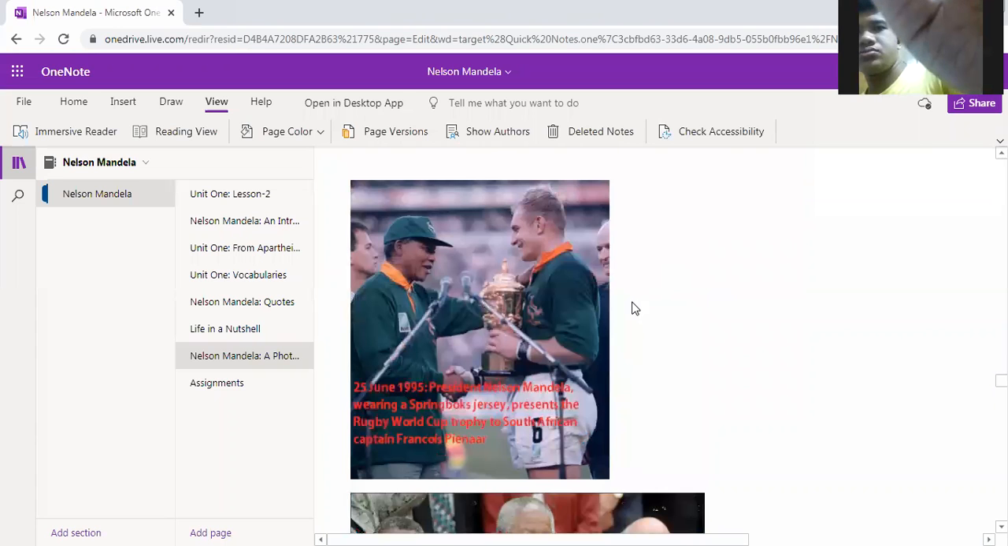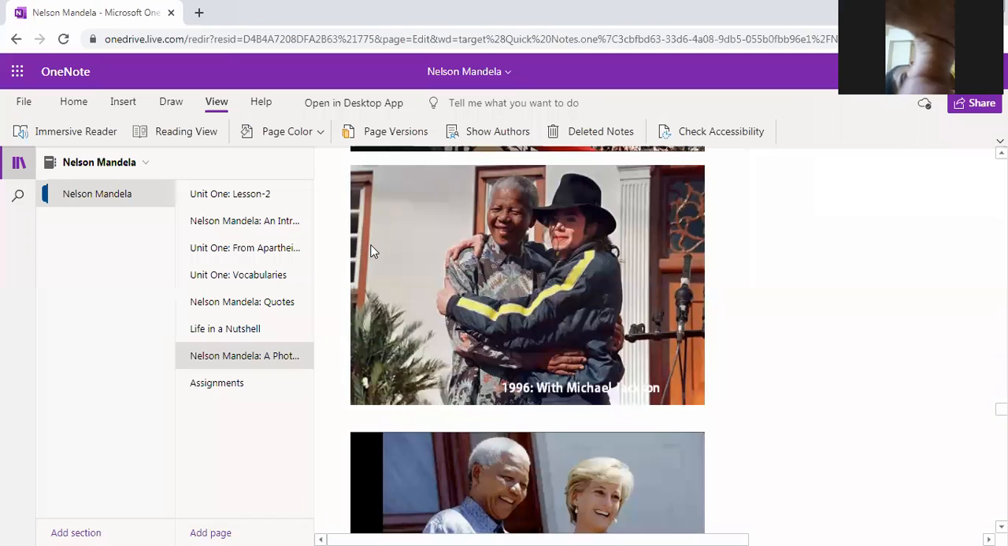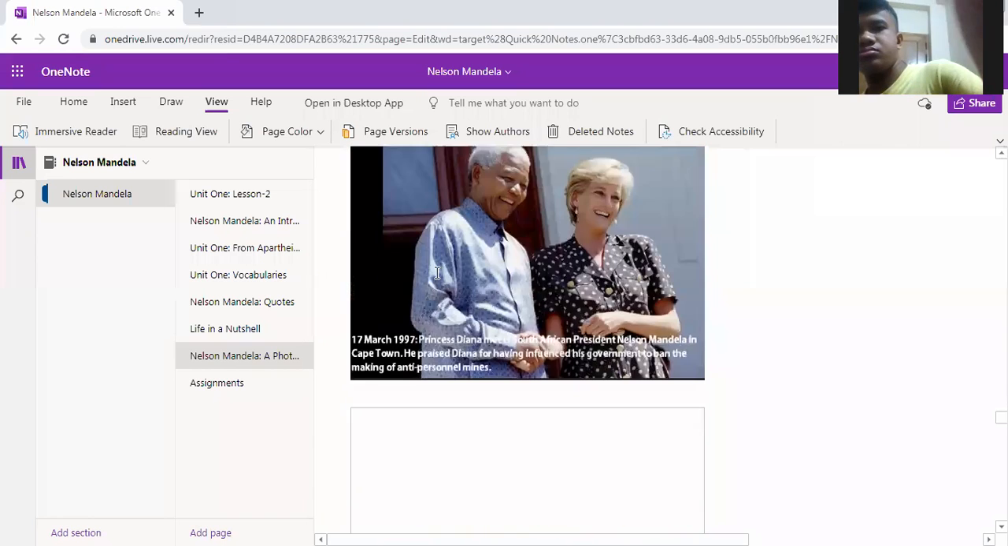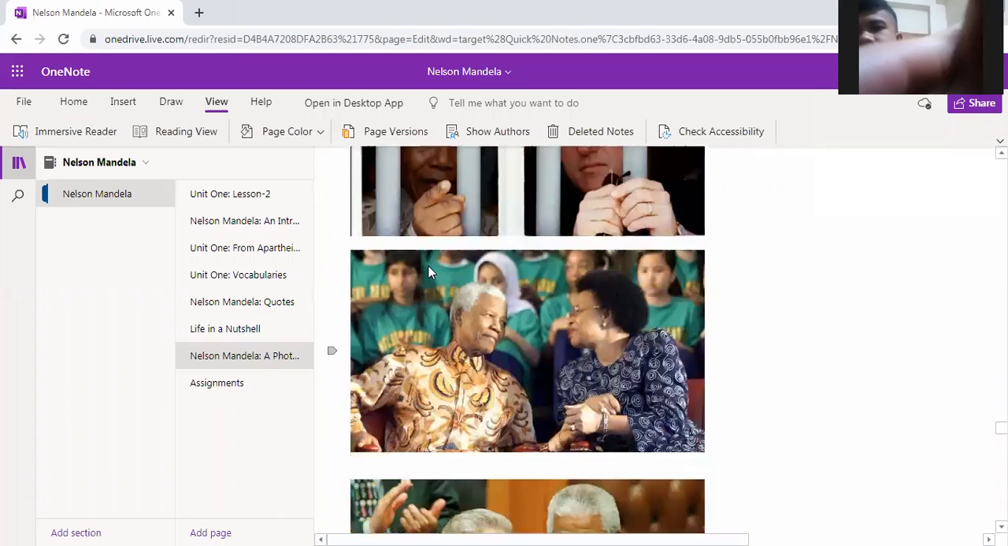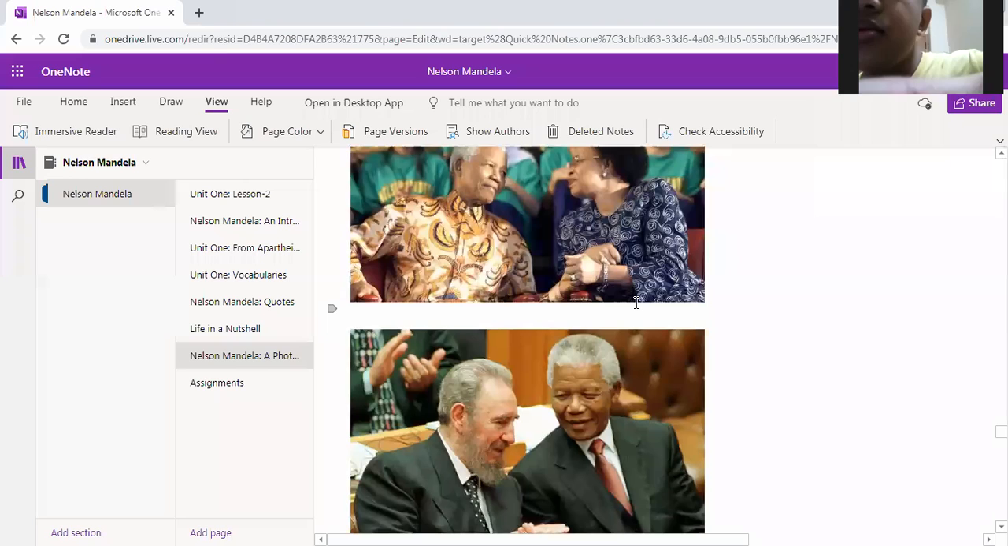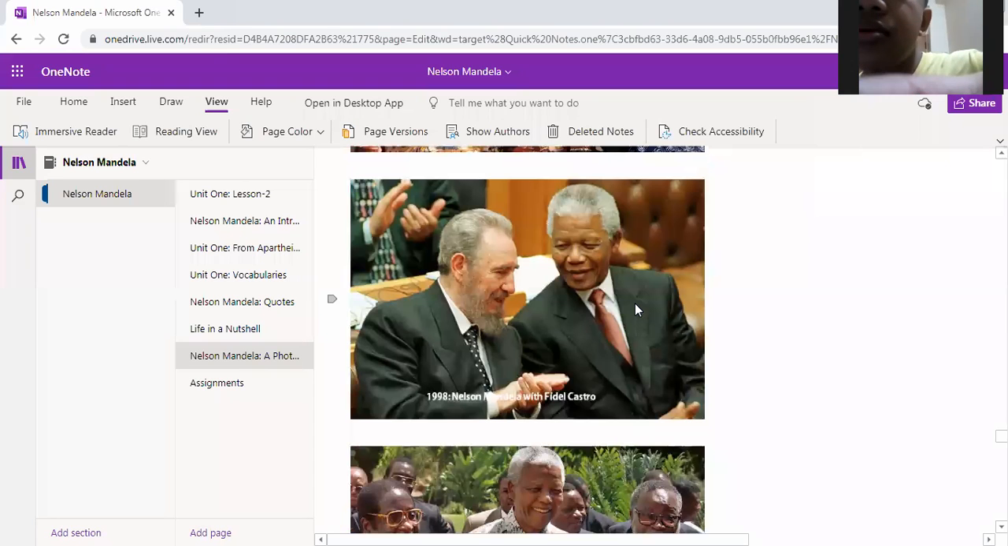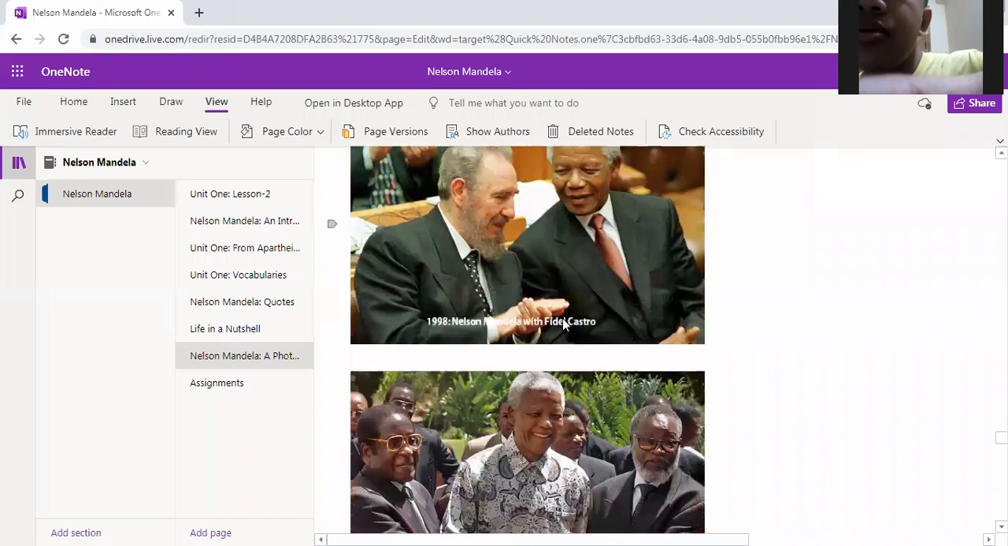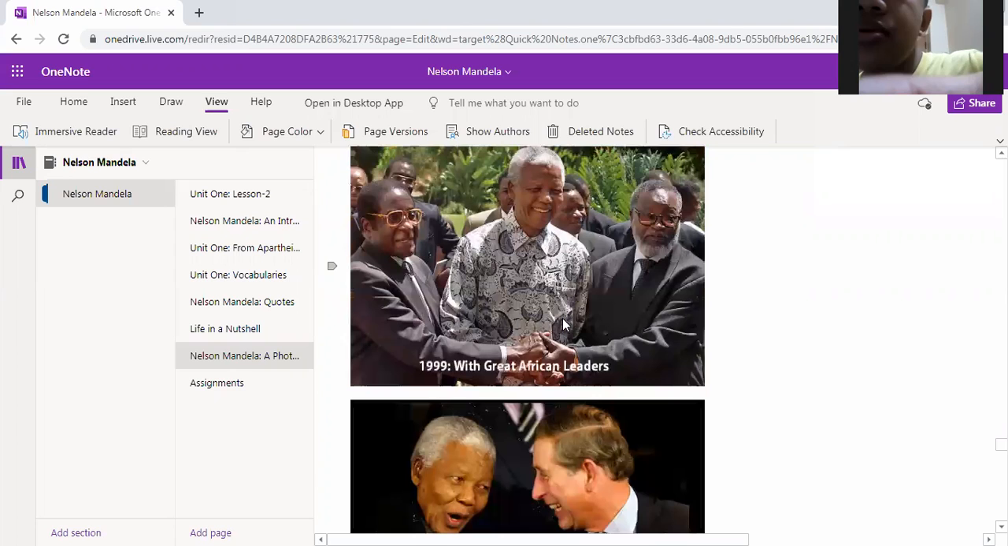We have just made a story of him. Here is Michael Jackson. He is with Michael Jackson in 1996. He is with Princess Diana. I have collected this, the actual Robben Island prison, where Bill Clinton gave a photo shot in order to honor Nelson Mandela. So these are some of the things that have been done. And later on, he is with Fidel Castro. Actually, he is with everyone else.